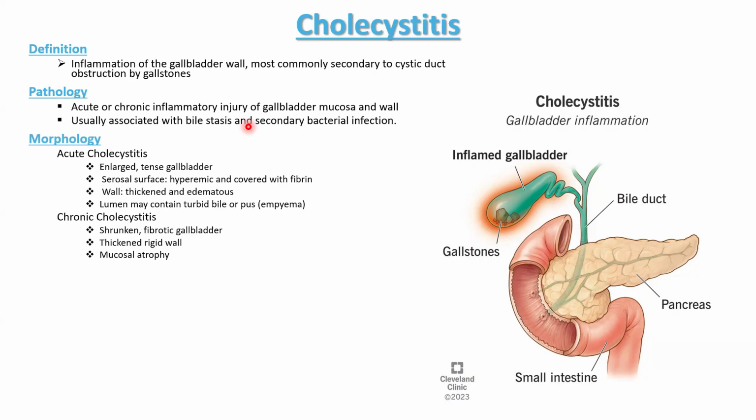So what happens is that the gallbladder will be enlarged. It will be tense in nature, a tense gallbladder. The surface will be hyperemic and covered with fibrin in acute cholecystitis. The whole of the gallbladder will be thickened and edematous. Edematous means it will be watery in nature. Then the lumen will contain turbid bile or pus.